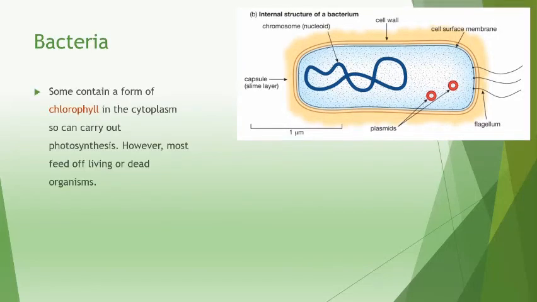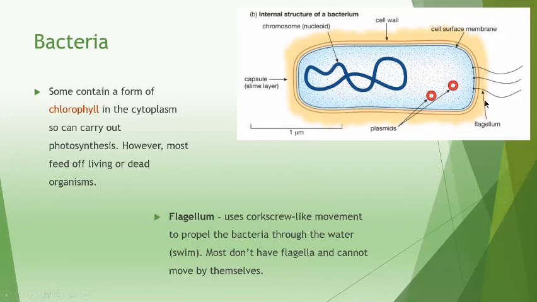Alright, we're going to continue on the description. Some of them contain a form of chlorophyll in the cytoplasm, so they can carry out photosynthesis. However, most feed off living or dead organisms, so it's a very rare exception that some bacteria have chlorophyll. They also have a flagellum, which you can see at the back here, and this is like a corkscrew movement, and it propels the bacteria through the water to swim. But most don't have flagella and cannot move by themselves.